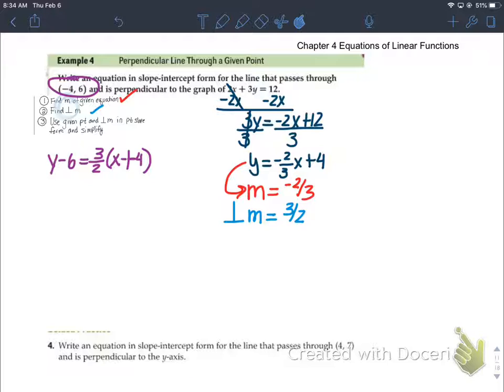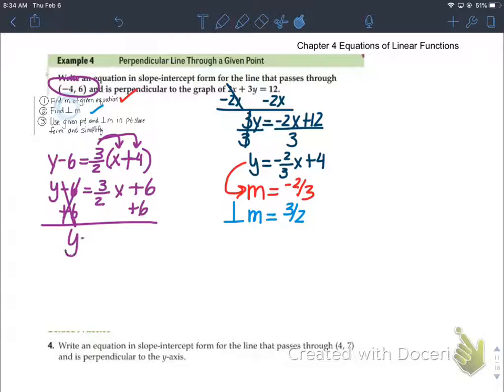So I have y minus 6 equals 3/2 parentheses x minus negative 4, which then becomes a positive 4. We're going to distribute that 3/2. Y minus 6 is going to equal 3/2 x plus 6. We're going to have to add 6 to both sides, so y is going to equal 3/2 x plus 12, and we are done. That is the answer to this problem.